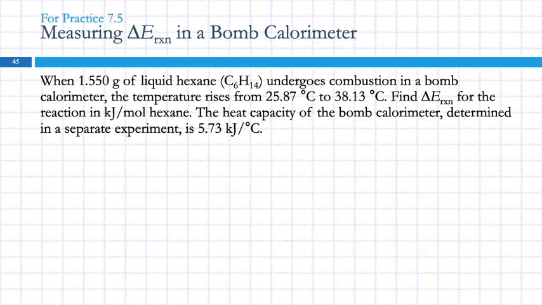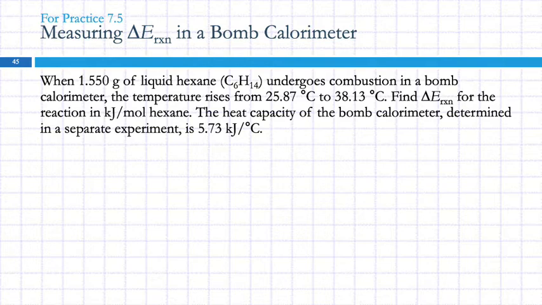So here's a problem with a bomb calorimeter. When 1.550 grams of liquid hexane undergoes combustion in a bomb calorimeter, the temperature rises from 25.87 degrees Celsius to 38.13 degrees Celsius. Find delta E reaction for the reaction in kJ per mole hexane. The heat capacity of the bomb calorimeter, determined in a separate experiment, is 5.73 kilojoules per degree Celsius.